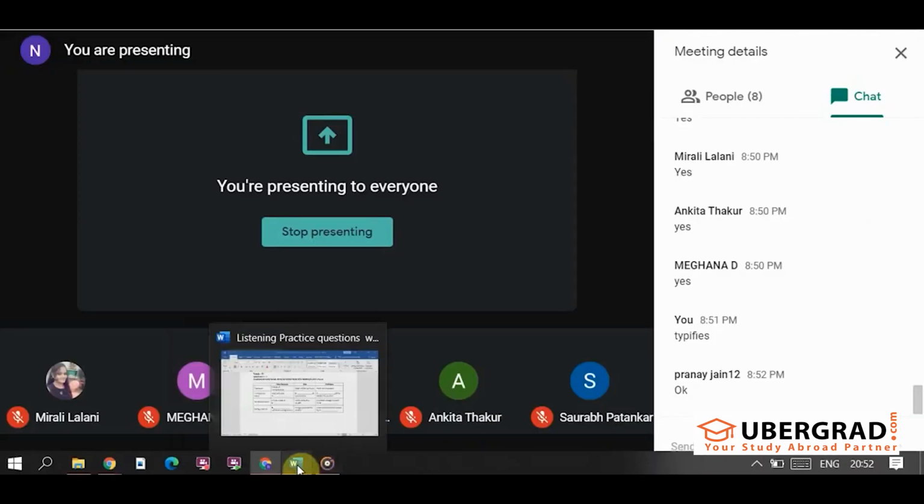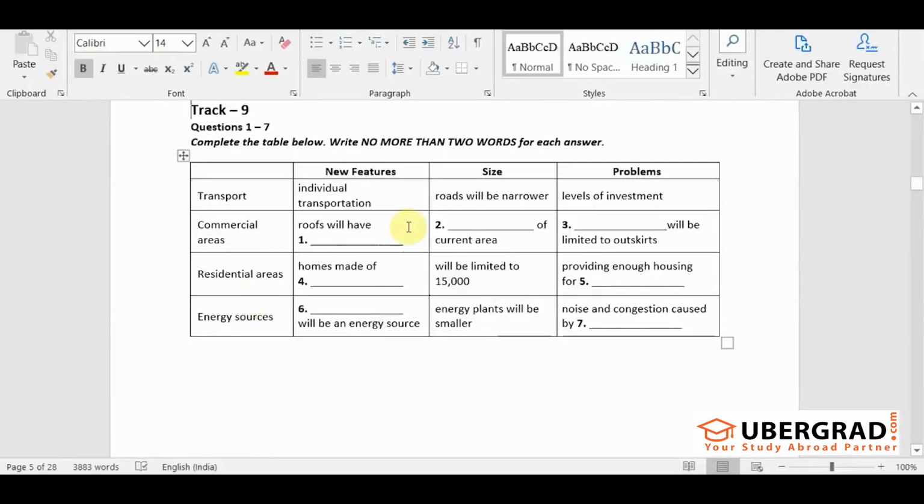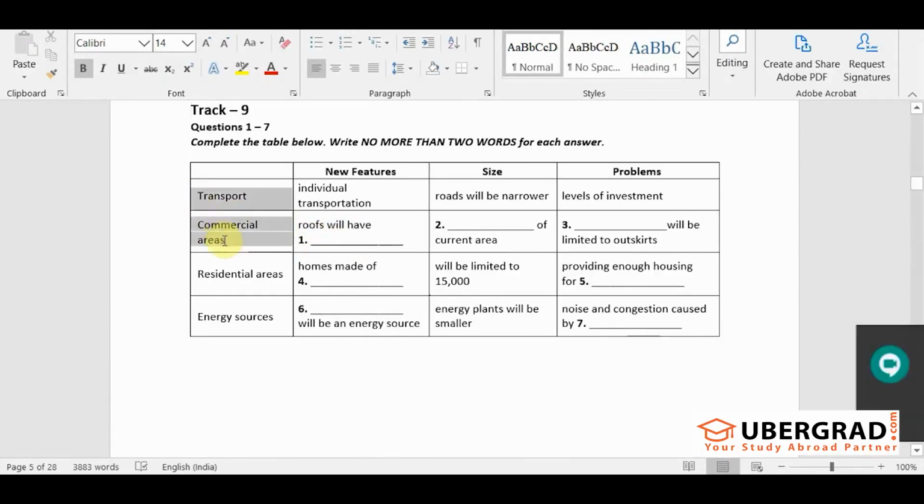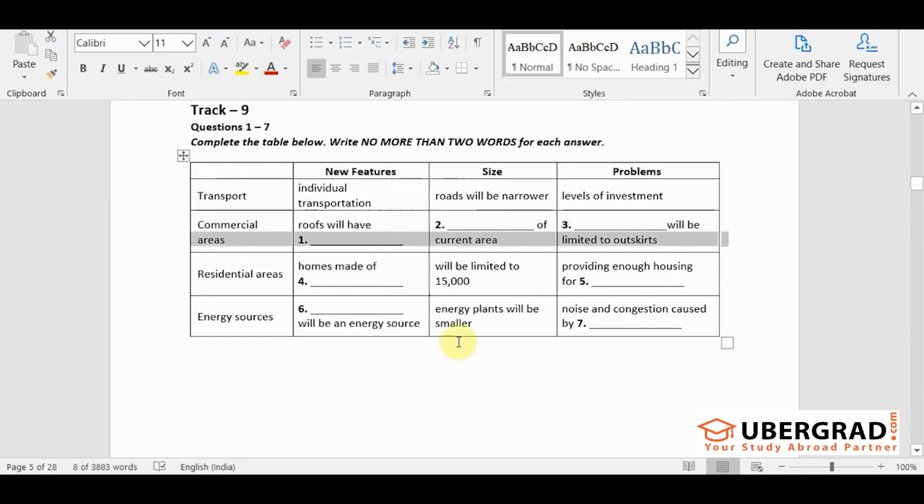For example, let's say you will hear until this point. See, your first question only appears over here. So until this point, the audio is completely useless for you, right? So you can wait in the audio for this word commercial areas to come. Getting it? After the commercial areas, you will get the first answer. Then after you listen to residential areas, you will get the fourth answer. After you listen to 15,000, you will get the fifth answer.